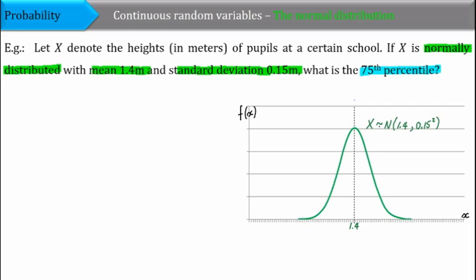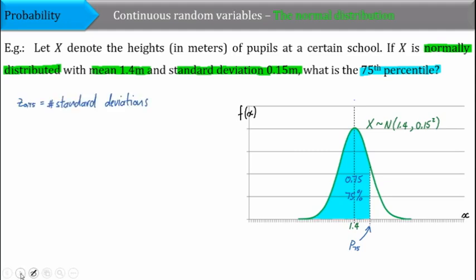Now I said earlier that we'll find percentiles by using the CDF. In this case we don't have the CDF, we have the PDF, but let's see what it means. The 75th percentile is simply the value, which we'll call P subscript 75, that separates the lowest 75% from the top 25%. So this shaded area here is 0.75 probability, or 75%. And we want to find this P75 value.